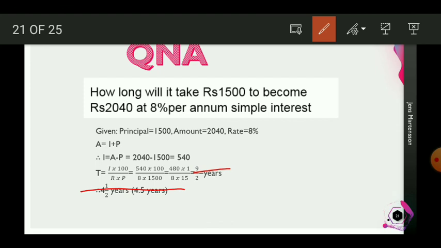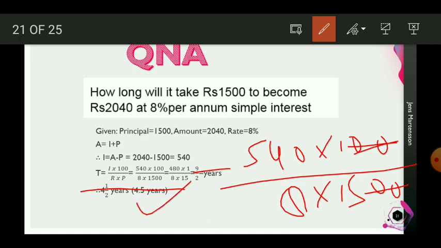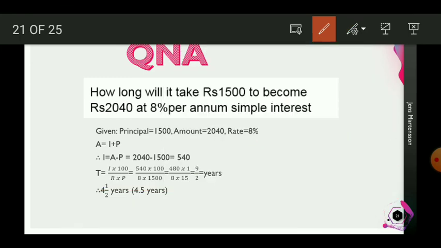So what should be our time? Our time should be equal to 540 into 100 upon 8 into 1500. Cancel off the zeros, and then 8 into 15 is 120, right? 540 divided by 120 is 4.5 years. We got actually this one only. At last, this step was wrong, otherwise it's correct.